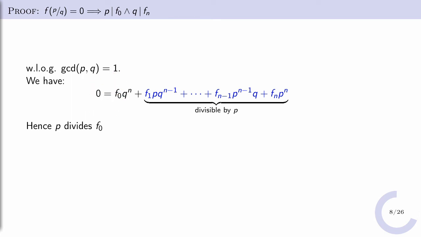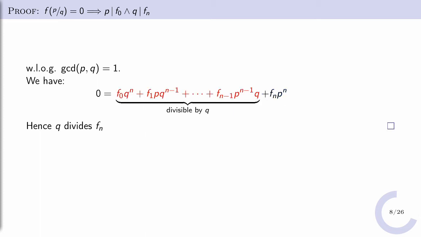On the other hand, if we look at all these terms except the last one, everywhere here we have q. So all these terms are divisible by q. So the whole sum is divisible by q. Clearly 0 is divisible by q. So it follows that the last term must be divisible by q as well.